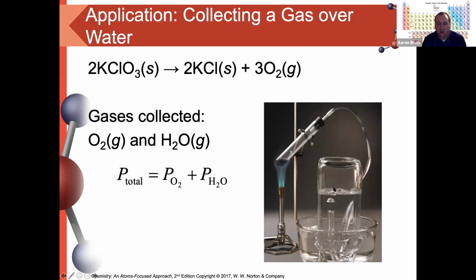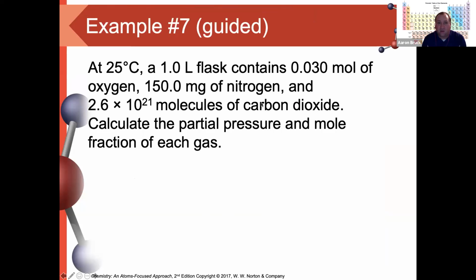This is a very common lab experiment. If we were doing an on-campus lab, we would be doing this experiment. There's no real safe way to do it outside of a lab, though, so we're going to have to stick with hypotheticals here. So let's look at number 7. At 25 degrees Celsius, we have a 1 liter flask that contains 0.03 moles of oxygen, 150 milligrams of nitrogen, and 2.6 times 10 to the 21st molecules of carbon dioxide. What we want to do is calculate the partial pressure and the mole fraction of each gas.